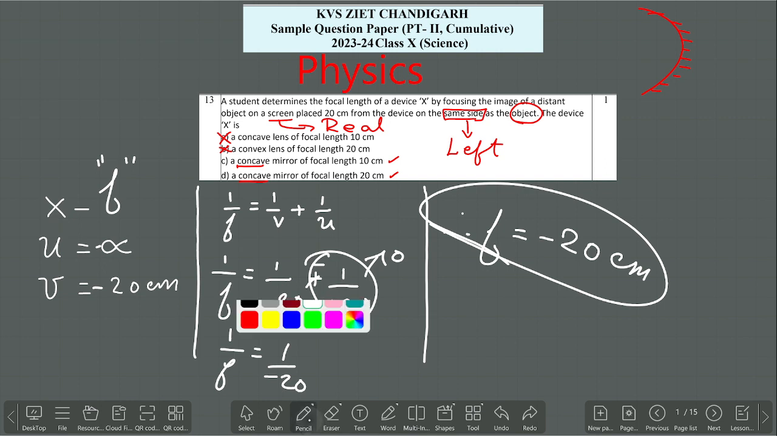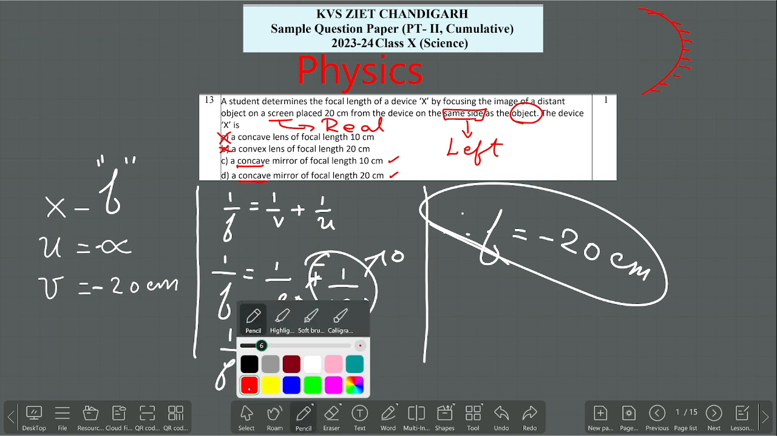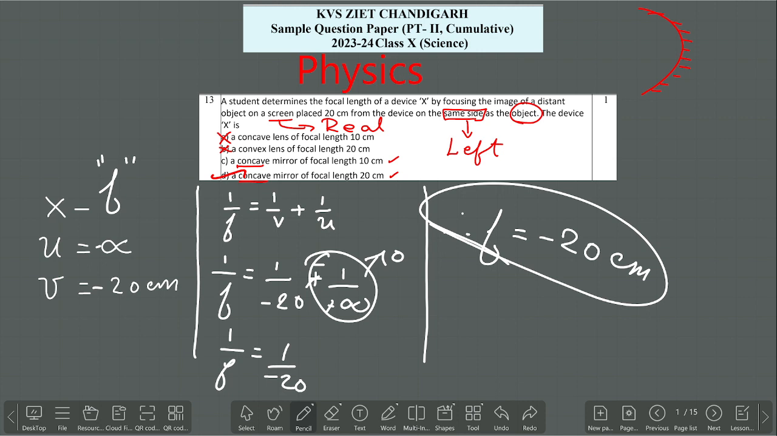So as per this, what will be your answer? Either it is going to be C or D. Our answer is option D. That means the nature of the mirror is concave, which has a focal length of minus 20. So this minus represents that the optical device you are using is called a concave mirror.